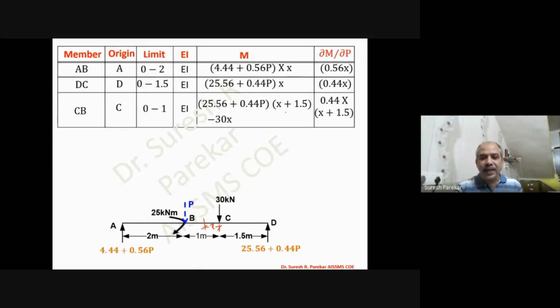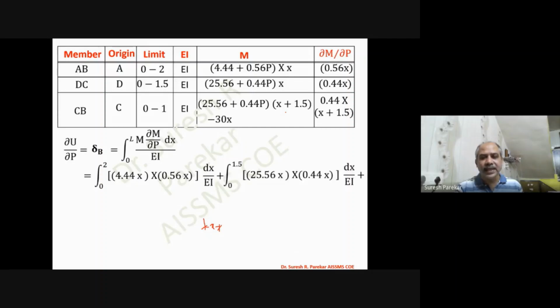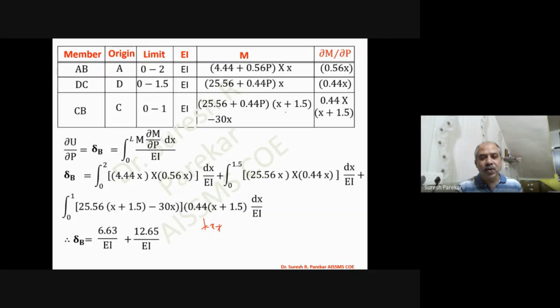And then we are going to integrate it. So we are going to integrate ∂U/∂P, that will give me delta B. By integration, you are going to get the value of delta B equal to: first, 0 to 2, value is 6.63 upon EI. Then 0 to 1.5, 12.65 upon EI. And 0 to 1, we have 31.62 upon EI. And we will get delta B value as 50.9 upon EI.